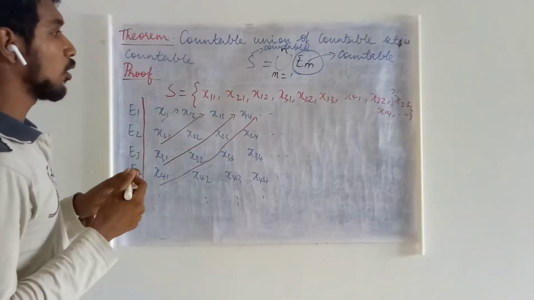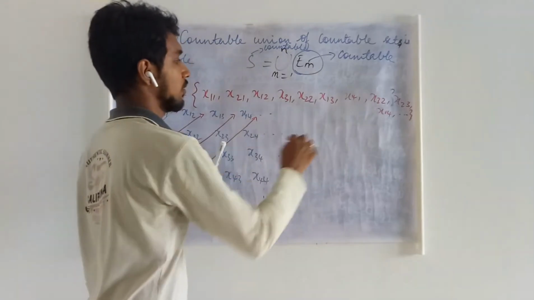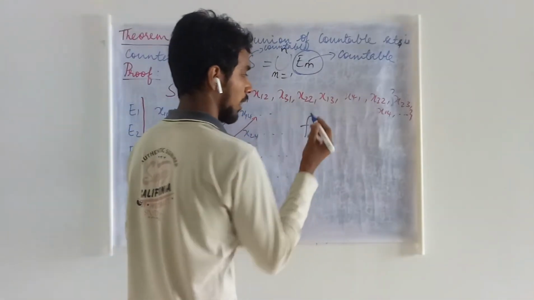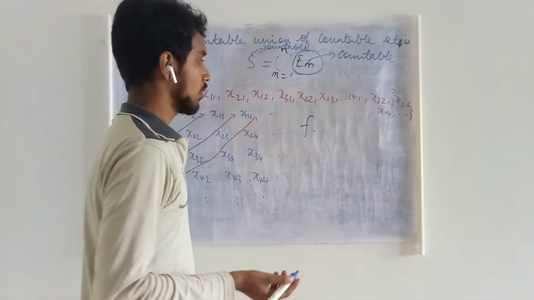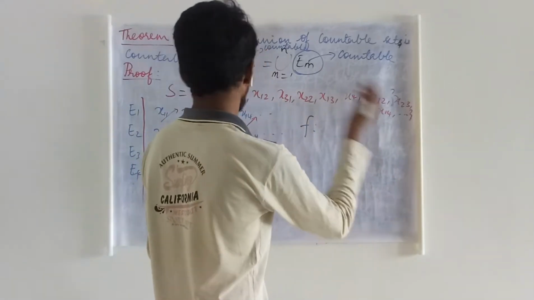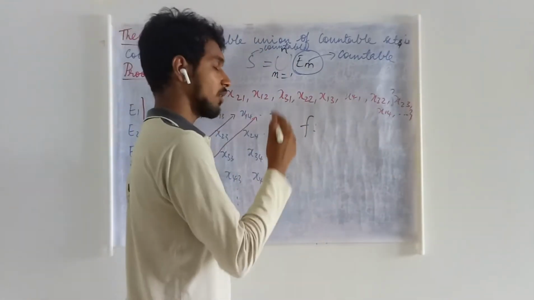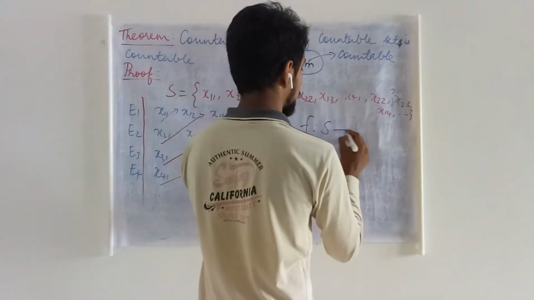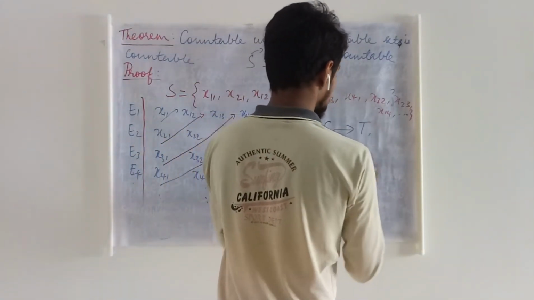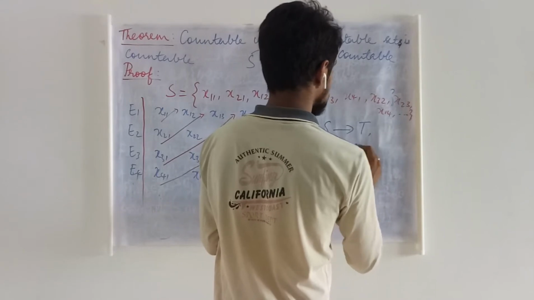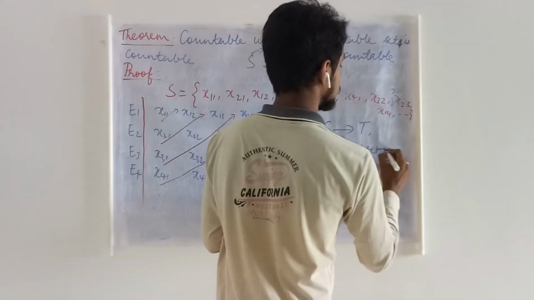Now I am going to make a mapping. Of course, we have to make some mapping from J to S or S to J. Here I am not going to make a mapping from S to J. I am just going to make a mapping from S to T, where T is a subset of J.